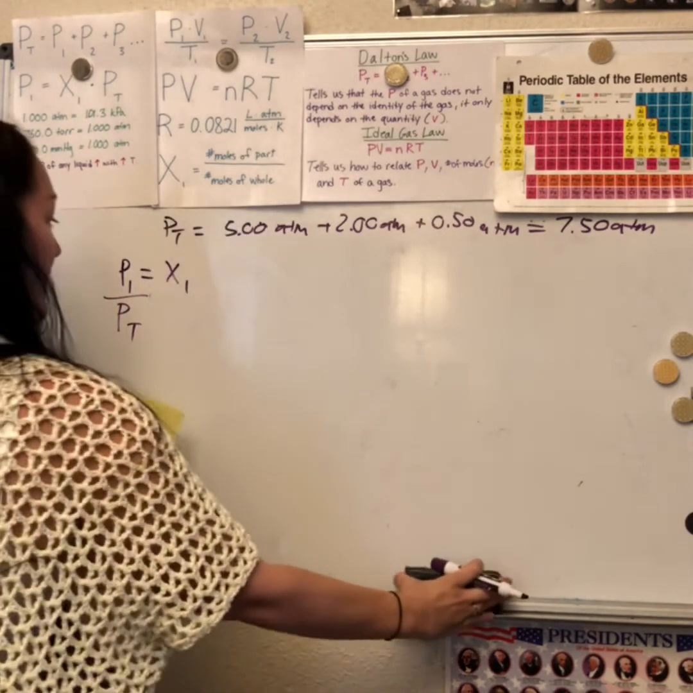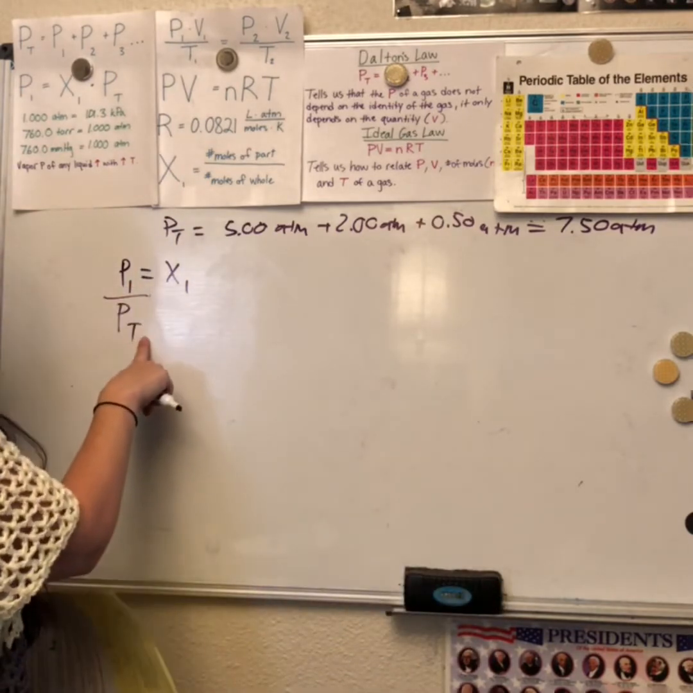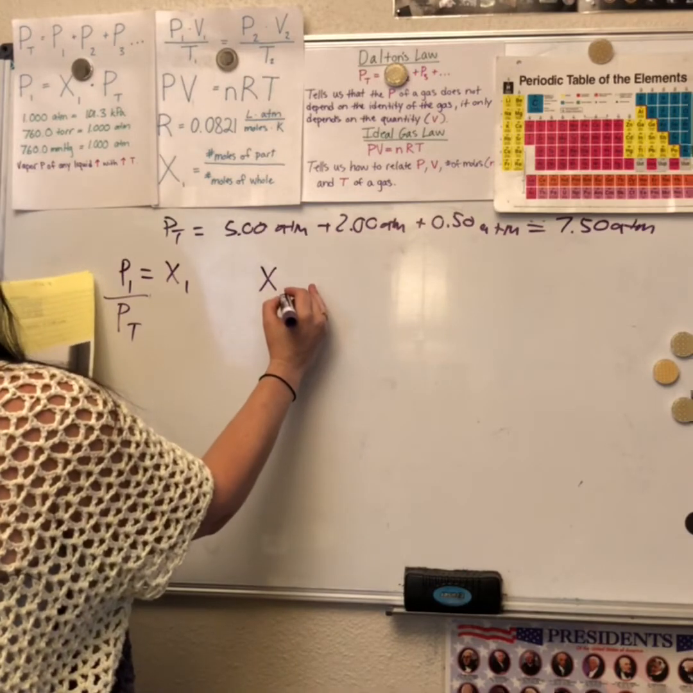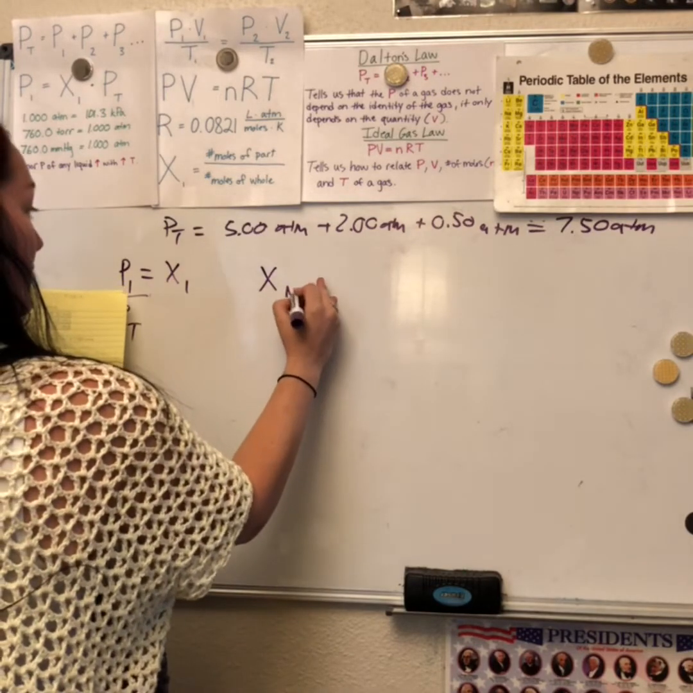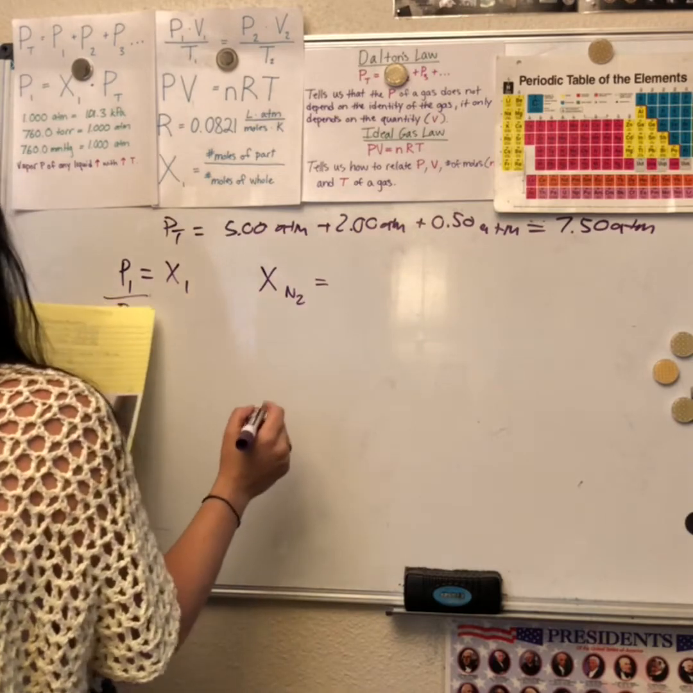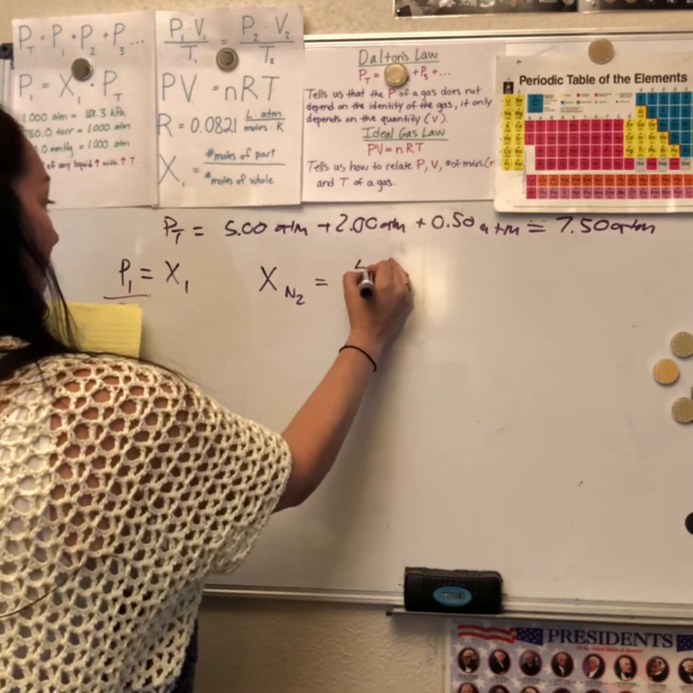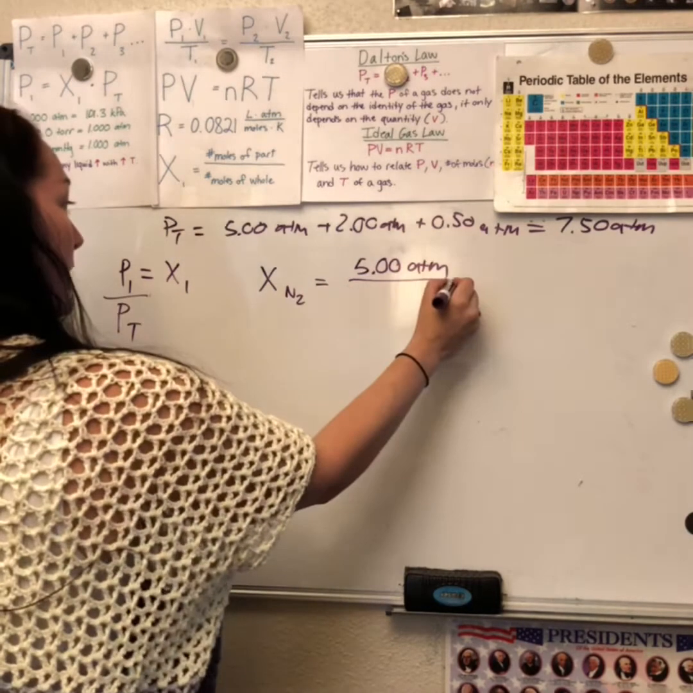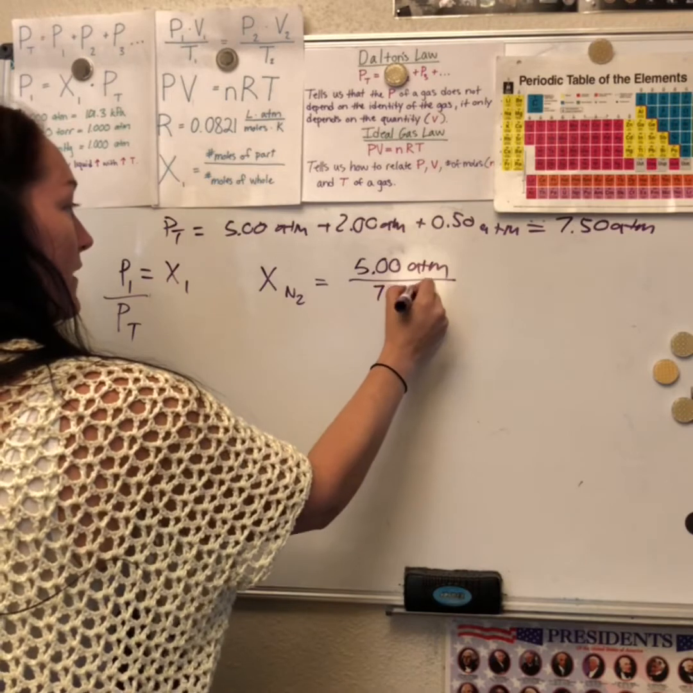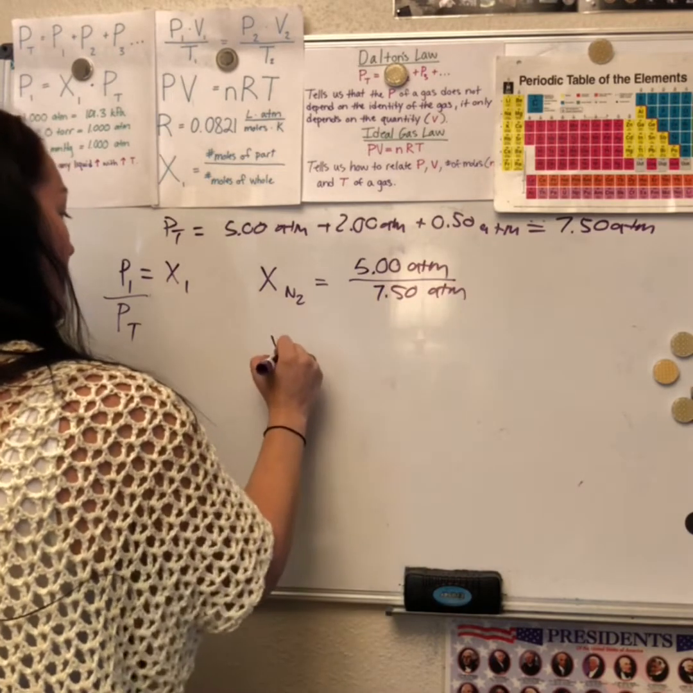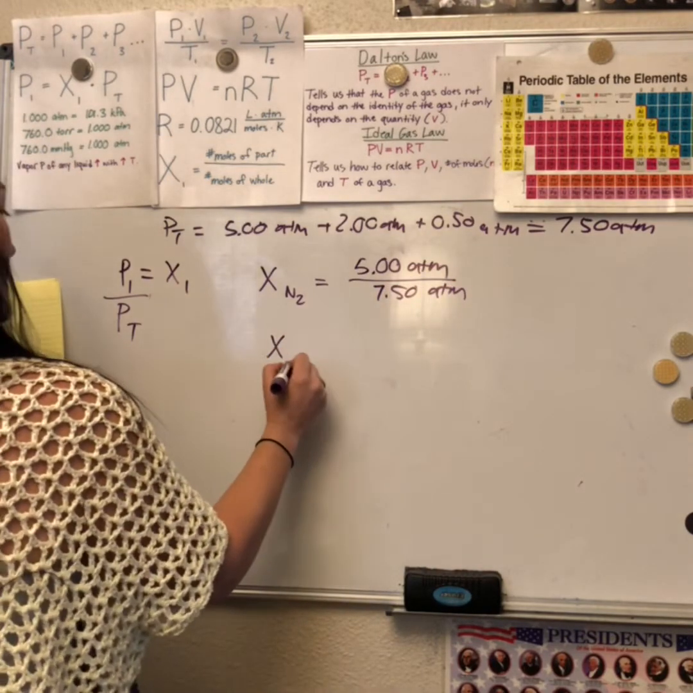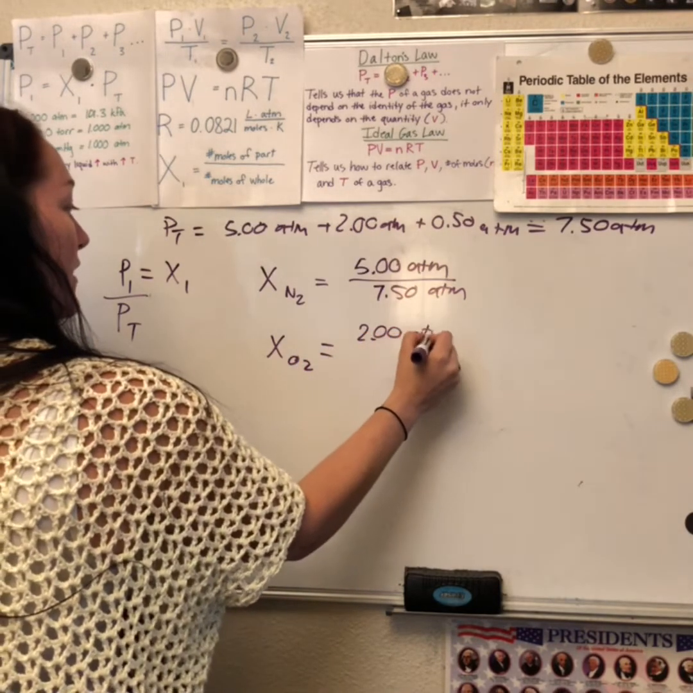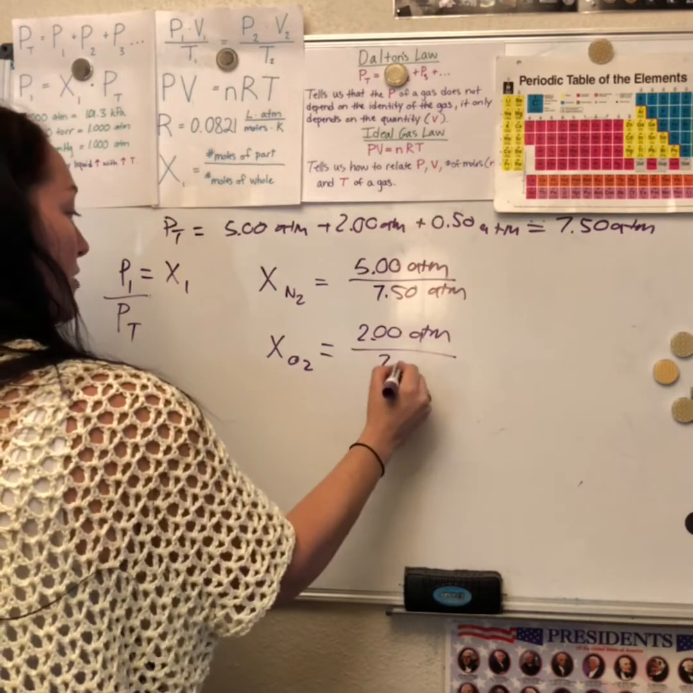So this is how I'm going to find it. I just need to take the partial and divide by the total for each one, okay? So X, and let's see, N2 is the first one. For N2, I've got 5.00 atmospheres. That's my partial over my total, which we just found, 7.05 atmospheres. I'm going to do this for the next one, the O2. So O2 is 2.00 atmospheres, and I put it over the total.